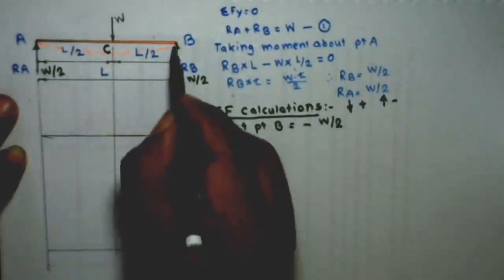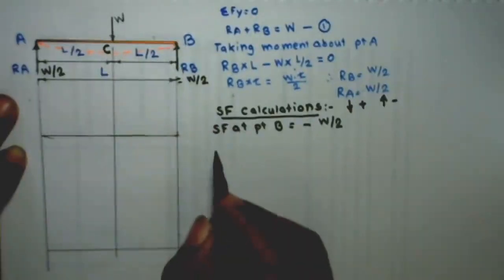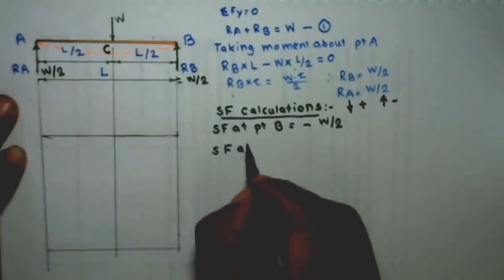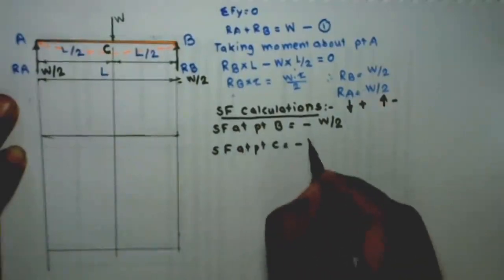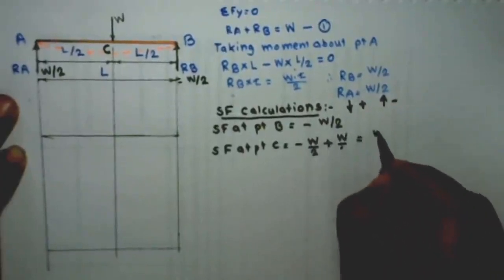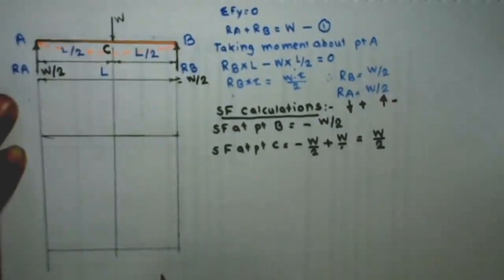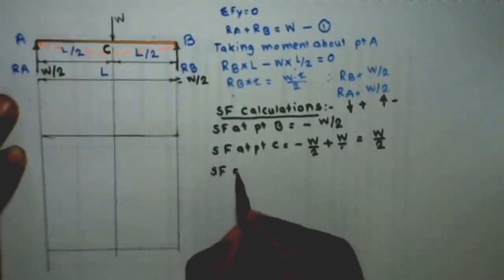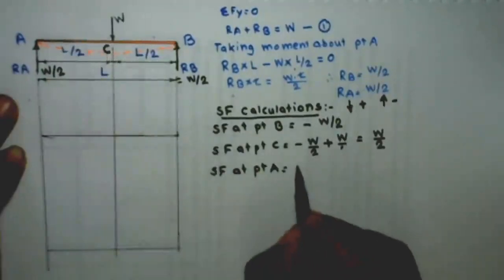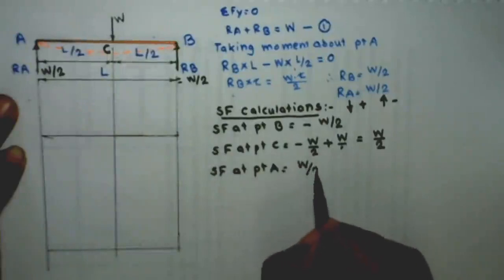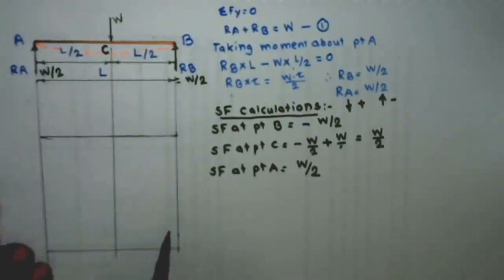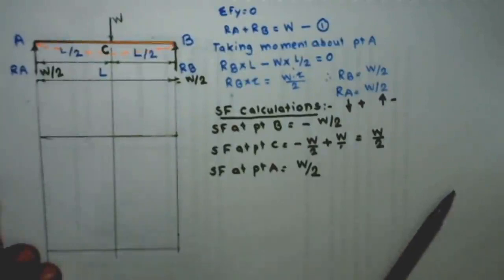Now between points B and C there is no load. So the shear force at point C is minus W by 2, and at C the load W is acting, so again you may say positive W by 2 value. For the shear force at point A, on this side W by 2 is acting, and there is no load between points C and A, so the shear force at point A is also W by 2.